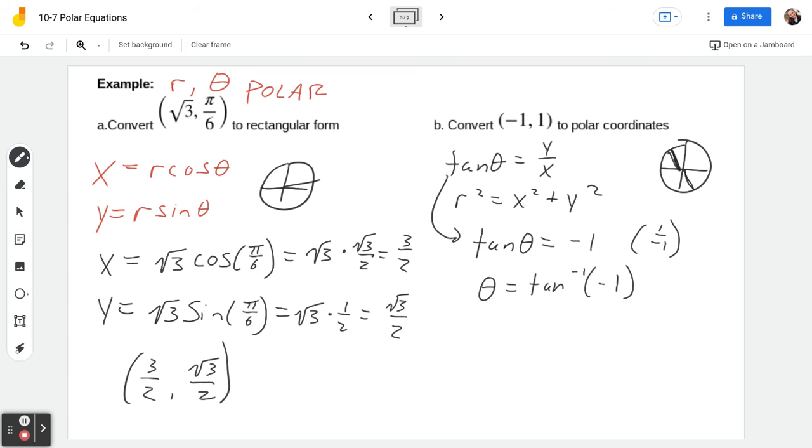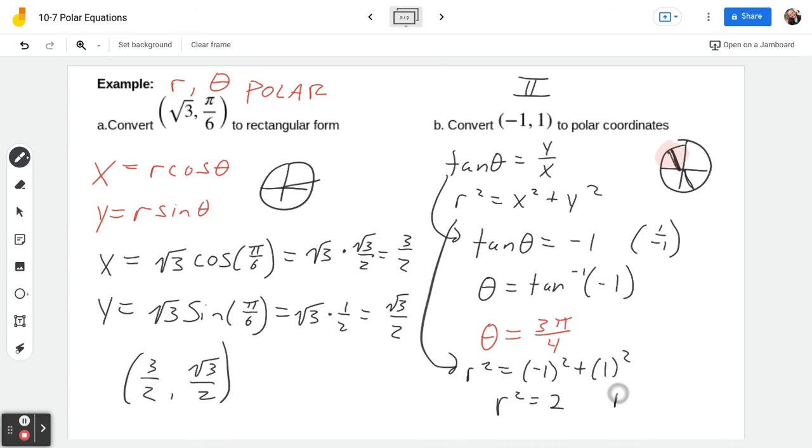Specifically, the point negative 1, 1, that's in the second quadrant, so I'm only going to look at the second quadrant, which is right here. That happens at 3 pi over 4, and so we can say that theta must be equal to 3 pi over 4, and we can say that r squared is equal to negative 1 squared plus 1 squared. So r squared is equal to 2, which means r equals radical 2. So to write this as an ordered pair, we're going to write it as r comma theta. This is going to be radical 2, comma 3 pi over 4. And you'll get this with practice.